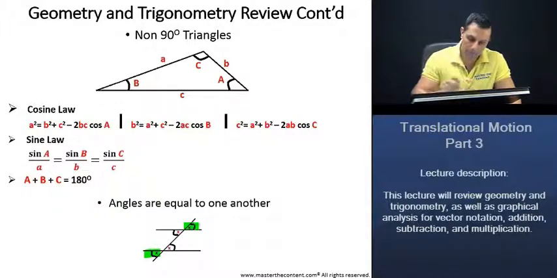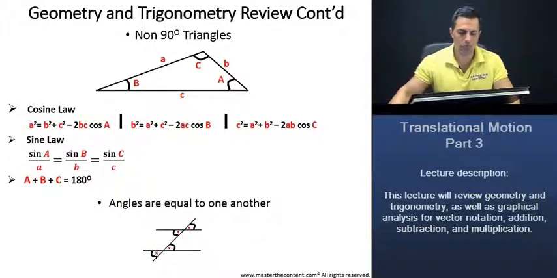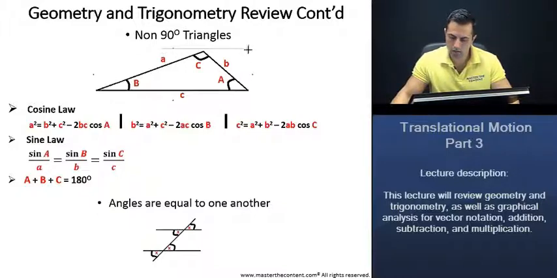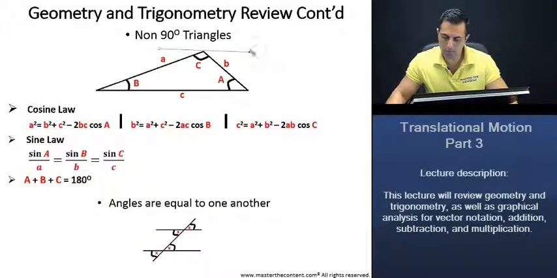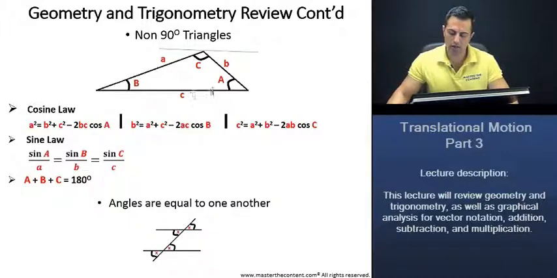Now, knowing that bit of information, we'll make the assumption, just to prove a point, that this blue line here and this black line here are actually parallel. I'll try my best to make it parallel. Okay, so that they are parallel.